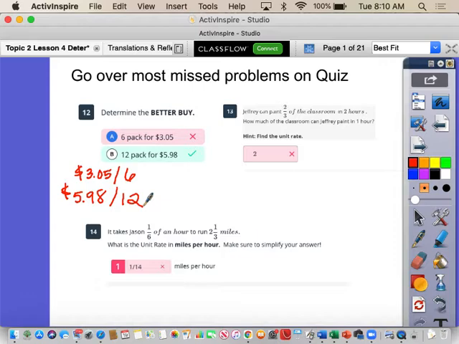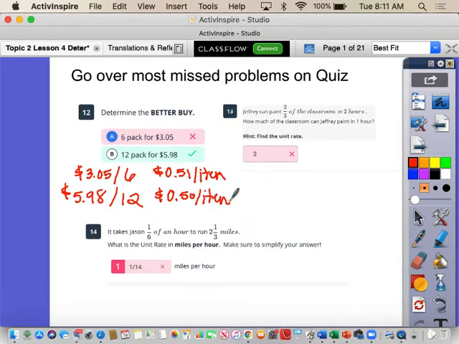Orin, what did you get there? 51 cents. So that would be 51 cents per whatever item they're selling. Okay. What about $5.98 divided by 12? DJ? Oh, 49.83. Okay, so is it 0.4983? So when we round that, we got 0.498, so our 8 is going to make our 9 round up, right? And that makes the 4 round up. So that one would be 50 cents per item.